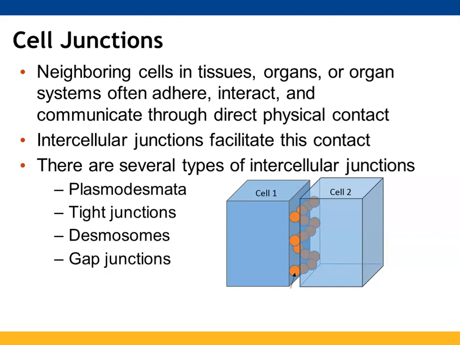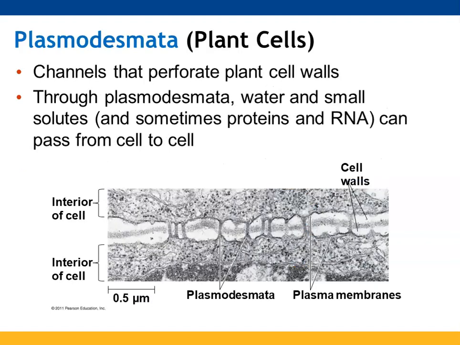So cell junctions that can form between cells in tissues or organ systems have to have a way to interact with one another. They can either be adhered to one another, they could be close to one another, or they can communicate through direct contact. And I said we were going to come back to plasmodesmata in a second. So plasmodesmata is one way, and tight junctions, desmosomes, and gap junctions are other ways that cells can communicate with adjacent cells. The plasmodesmata are only going to be found in your plant cells.